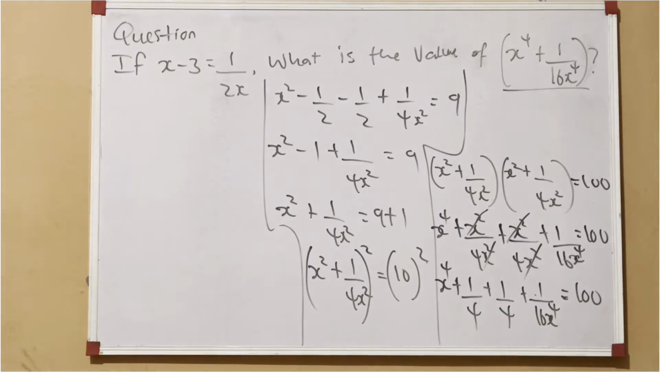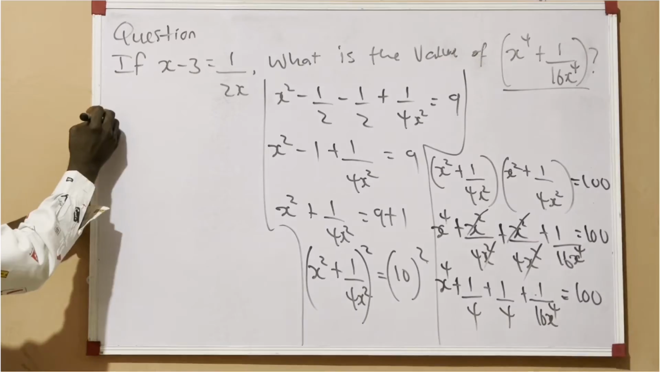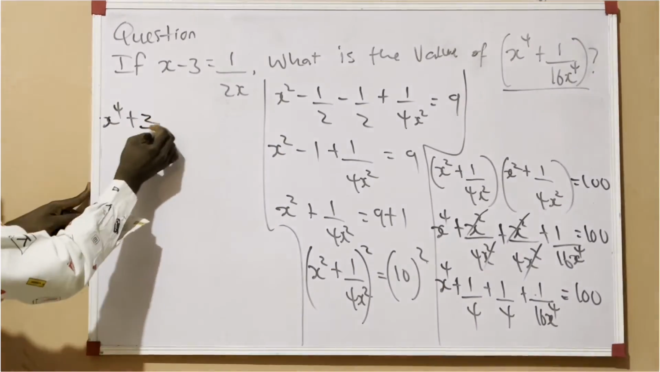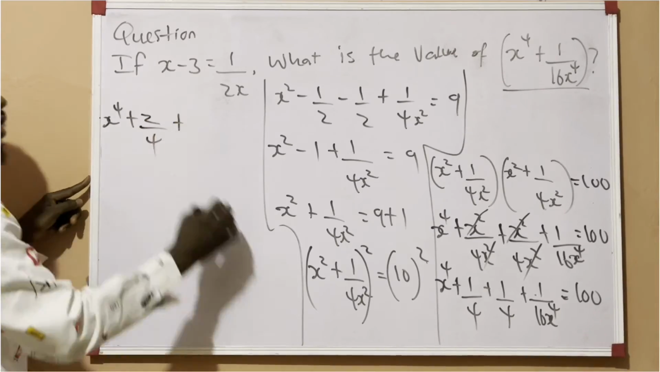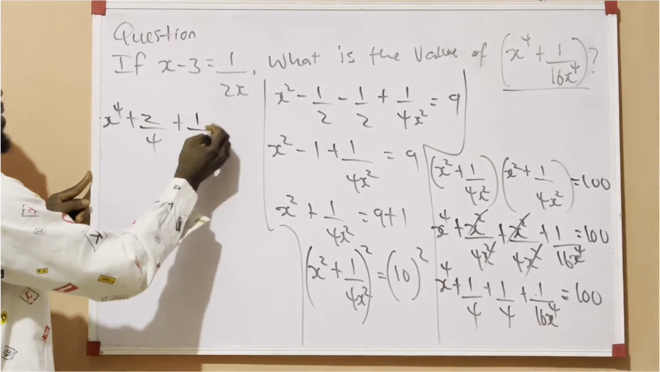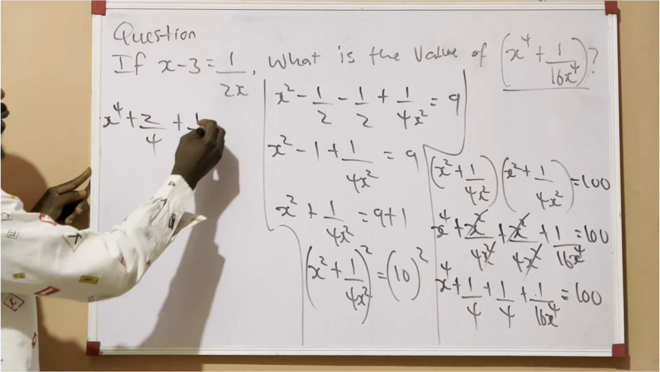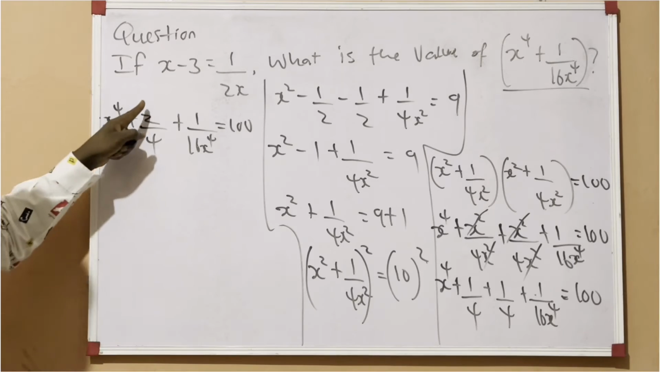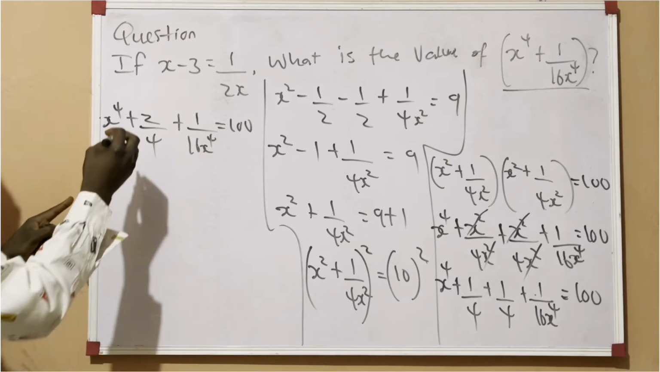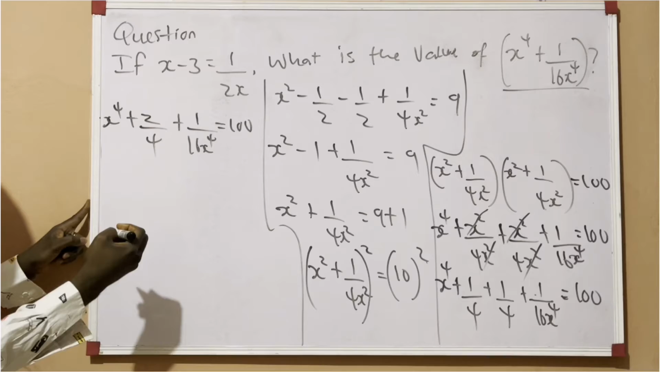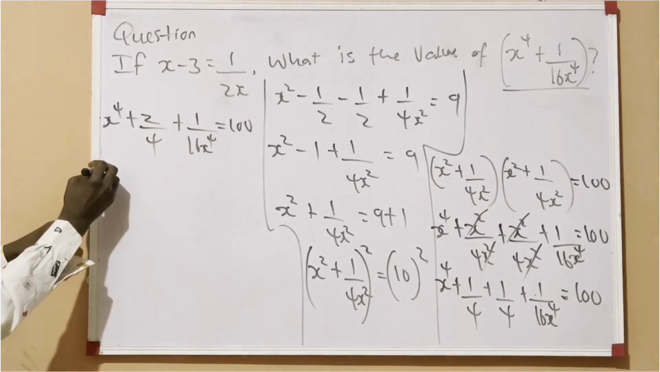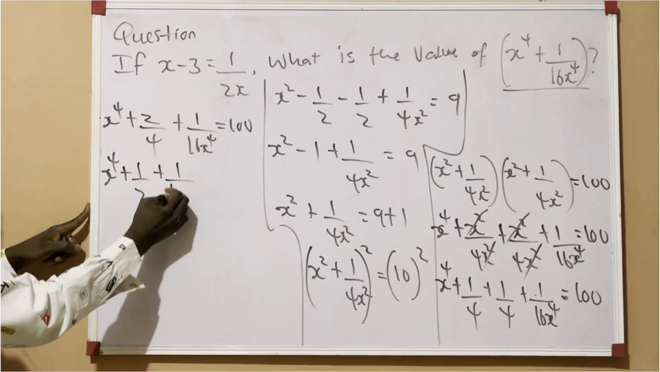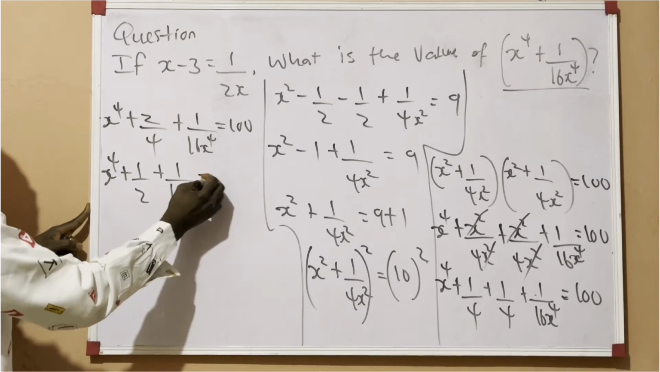Alright. Now, it becomes x raised to the power 4 plus 2 over 4, because we just said 1 plus 1 is 2 over 4. Are you with me? Plus 1 over 16x raised to the power 4, equal to 100. Are you with me? Now, 2 can divide 4. Yes. If 2 cancels 2 and 2 cancels 4, I am going to be having 1 over 2. So here becomes x raised to the power 4 plus 1 over 2 plus 1 over 16x raised to the power 4.